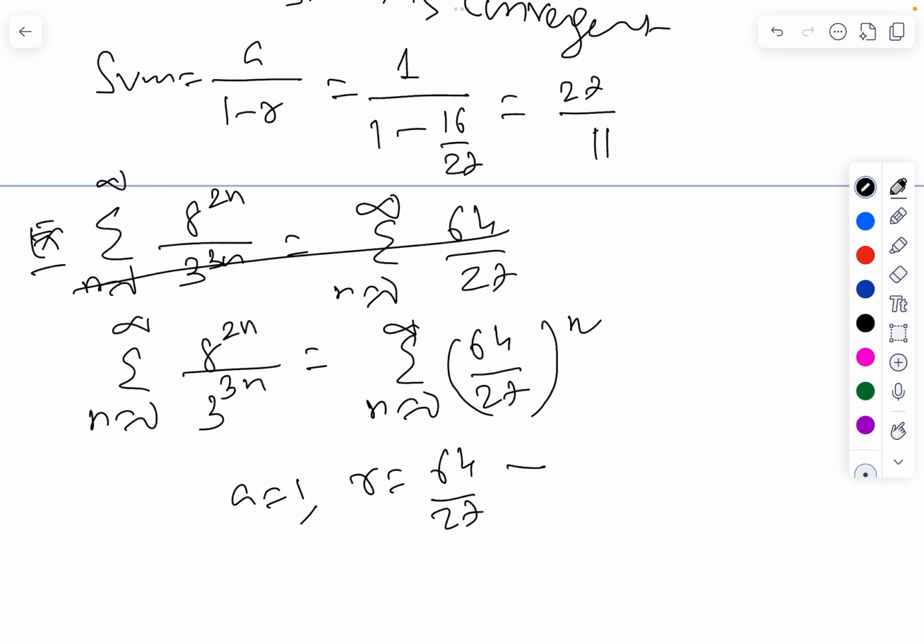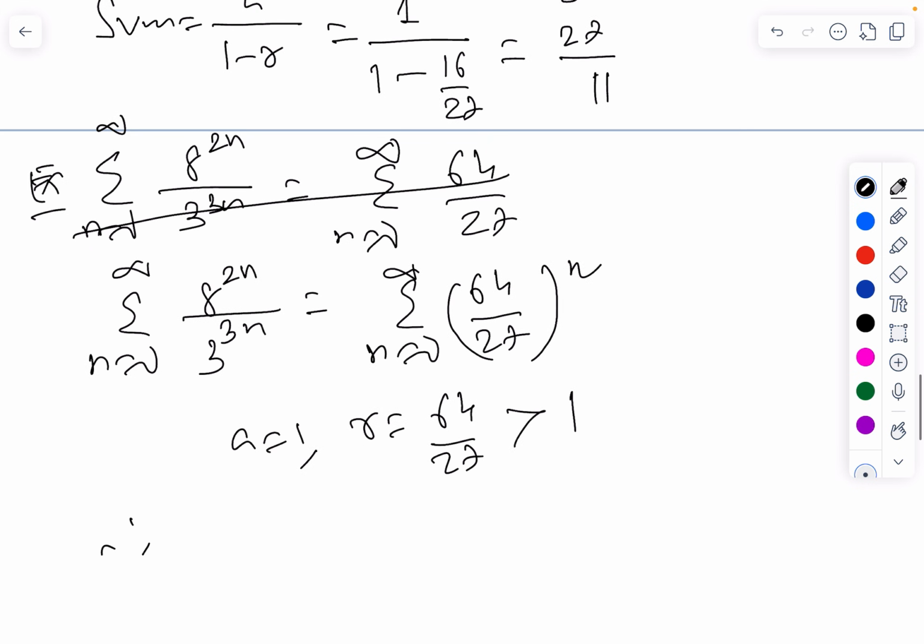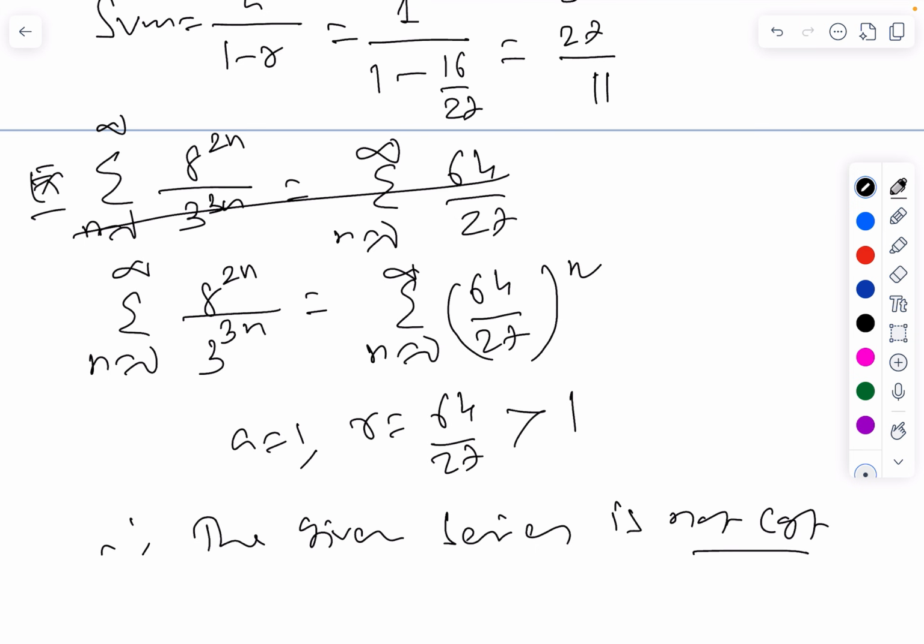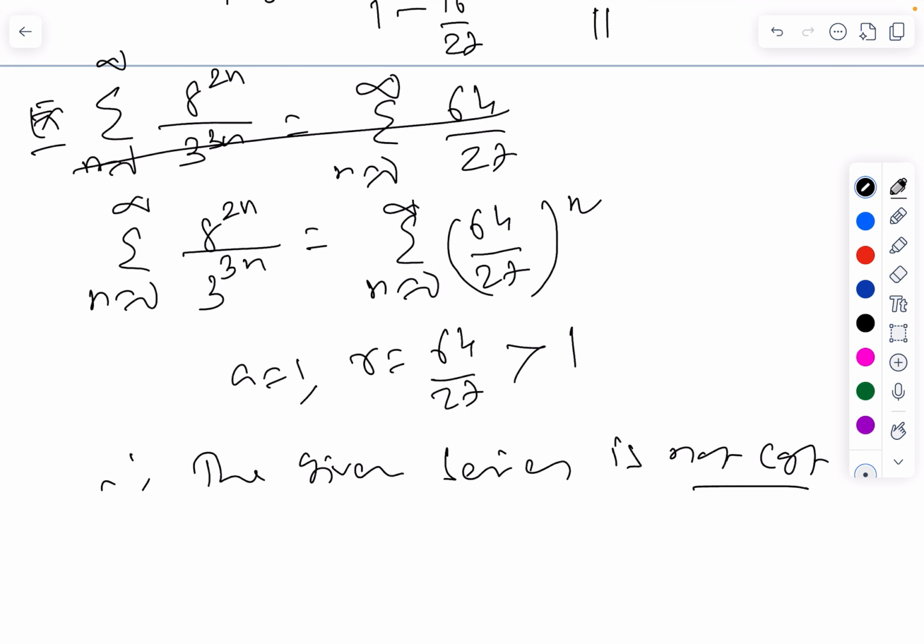And 64 by 27 is greater than 1. Okay. And therefore the given series is not convergent. Or you can say the given series is divergent. Okay.